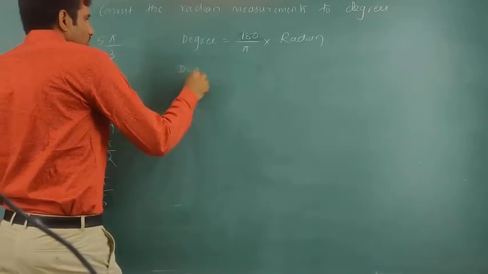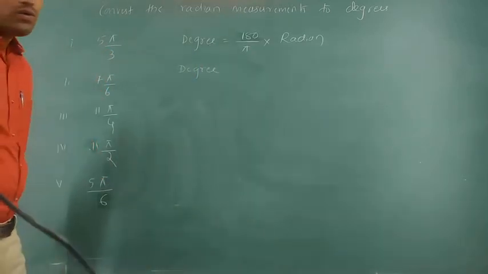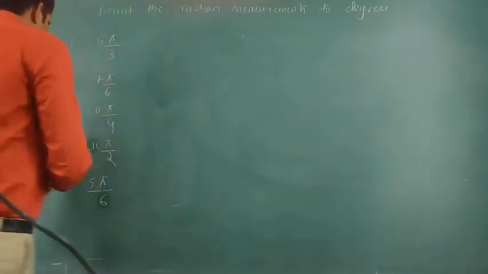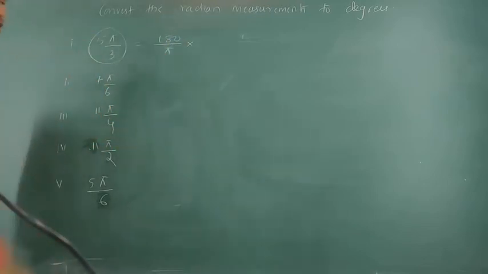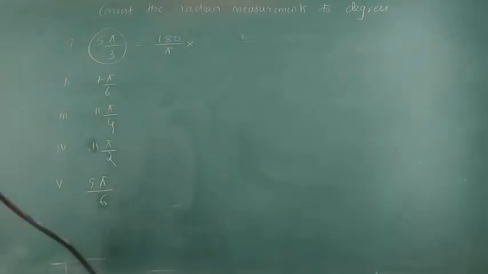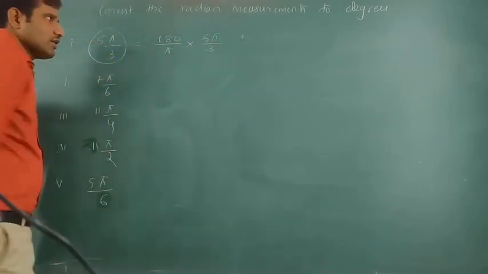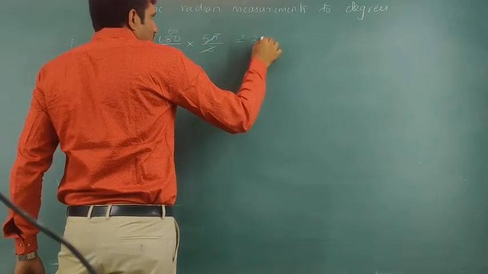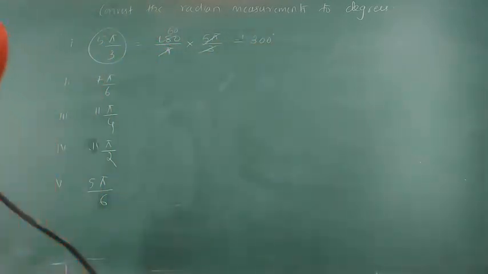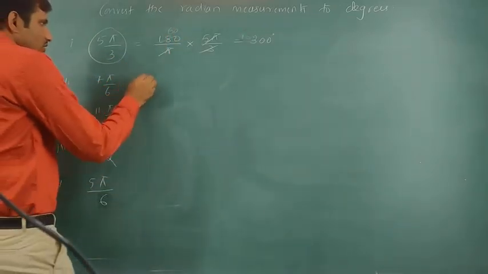So what is the first one here? Use this formula: 180 by pi into radian. Directly we can substitute. What is the radian value? Radian value is 5 pi by 3. Substitute here. 5 will get cancelled. 3 ones are 3, 3 sixties are 180... 60 into 5 is how much? 300 degrees. So 5 pi by 3 is nothing but 300 degrees.